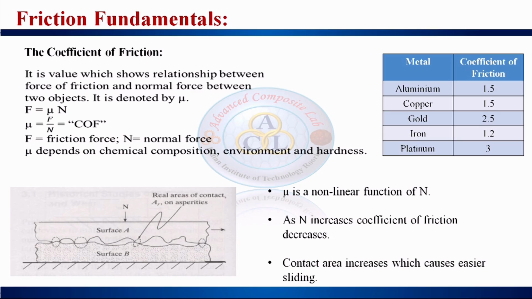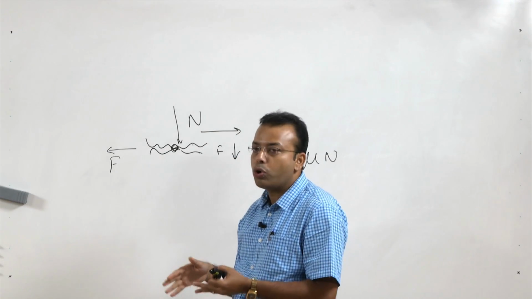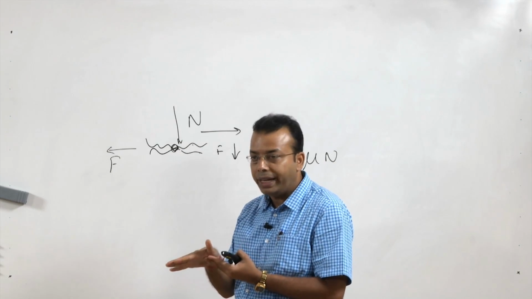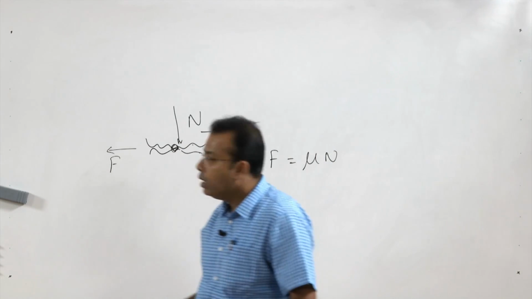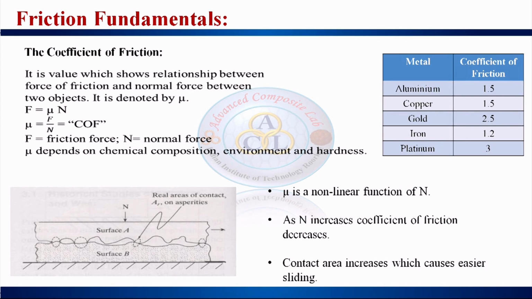That means the surface area of these two contacting materials will be increased. So automatically it will create more sliding than the previous one. Now, there are some materials which can give you different coefficients of friction. From a standard literature review, we have found that aluminum has 1.5, copper 1.5, gold has 2.5, iron is 1.2 and platinum is 3.